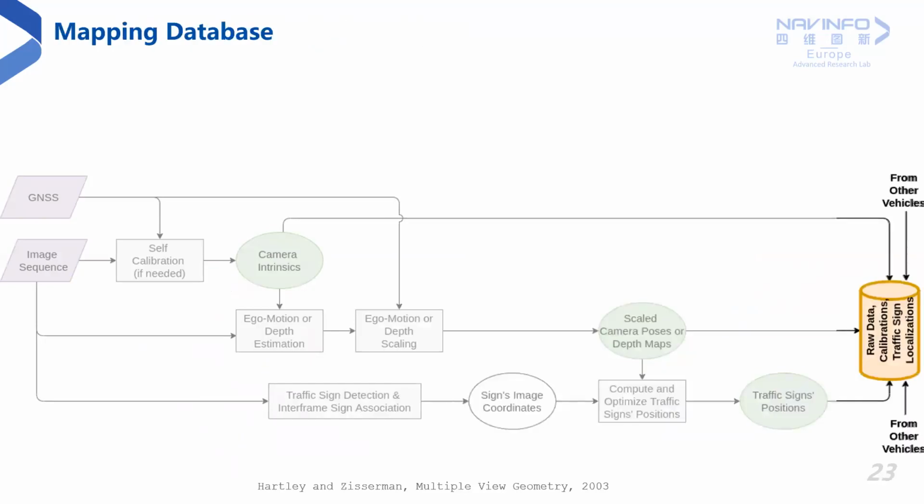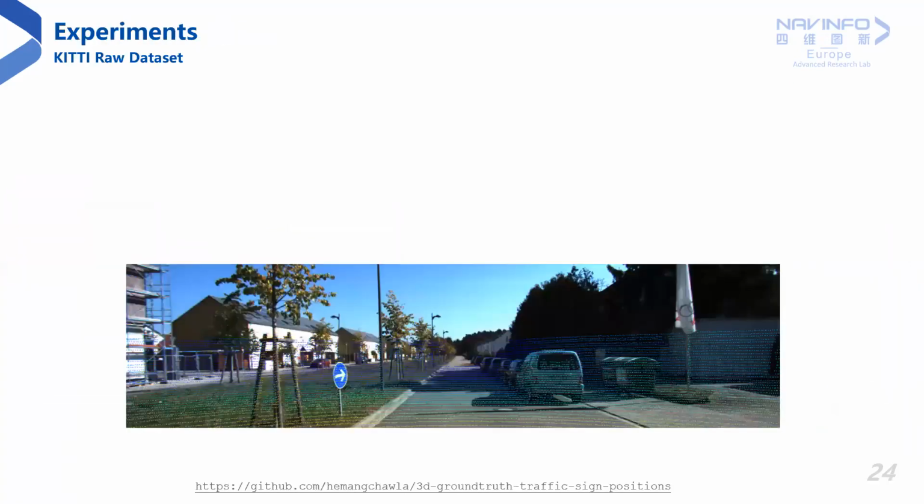Finally, once the traffic sign positions are determined using either of the approaches, the intrinsics corresponding to the cameras of different vehicles, the trajectories of the vehicles or the corresponding depth maps, and the estimated 3D traffic sign positions are stored within the mapping database.